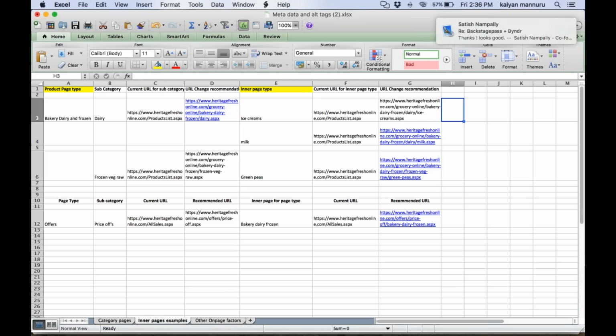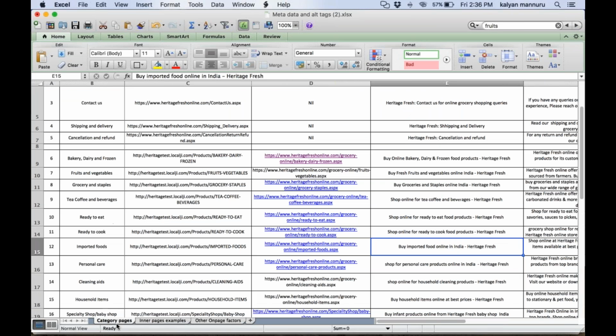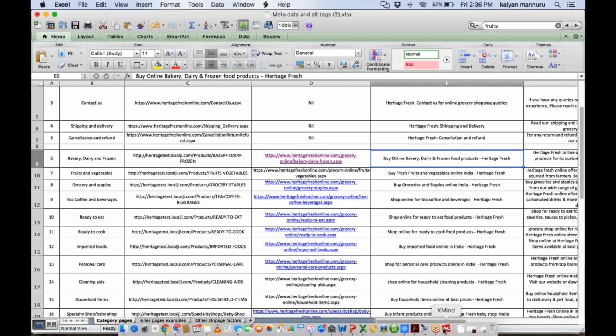So this is how you need to categorize, so that if someone is searching for ice creams, they will land here. If someone is searching for dairy items, they will land here. If someone is searching for bakery or other keywords, they will land here. So you need to plan your site something like that. So that's about this topic.